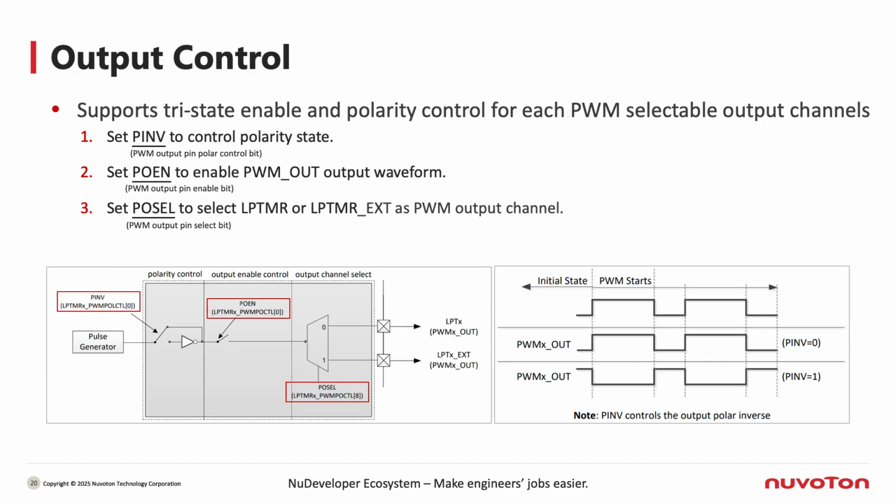There are several settings that control the overall low-power timer PWM output. PINV determines whether the PWM output is inverted. POEN decides whether the PWM output is enabled on the pin. POSEL selects whether the output appears on the low-power TMR pin or the LPTMR EXT pin. These settings give you flexibility in controlling how the PWM signal is output.